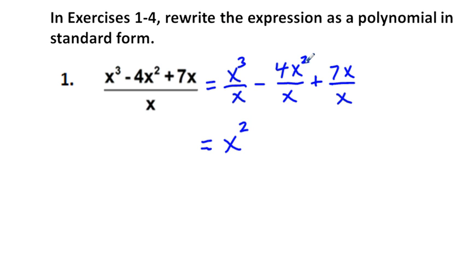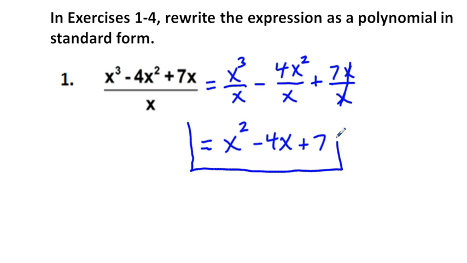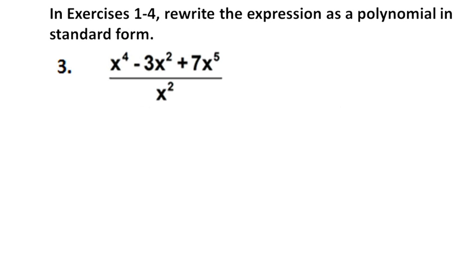And then we have minus 4, and we have x squared divided by x. That would be x times x over x, so we have just x. And the last term here we have is plus 7, and x over x cancel. And so our answer is going to be right here: the quadratic trinomial, x squared minus 4x plus 7. Next odd-number problem.